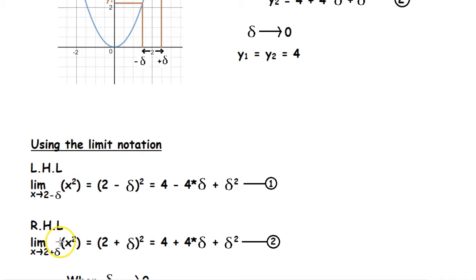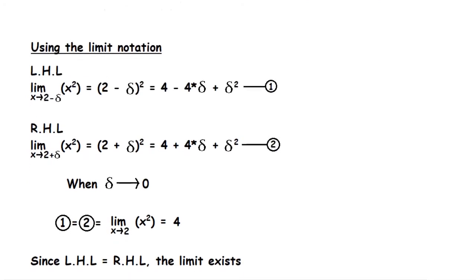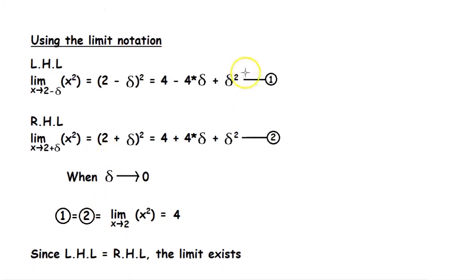So this is limit of x squared as x tends to 2 plus delta, giving us (2 plus delta) whole thing squared. So that gives us 4 plus 4 delta plus delta squared. So this will be equation 2. When delta tends to 0, equations 1 and 2 become equal. So the limit of x squared as x tends to 2 equals 4.